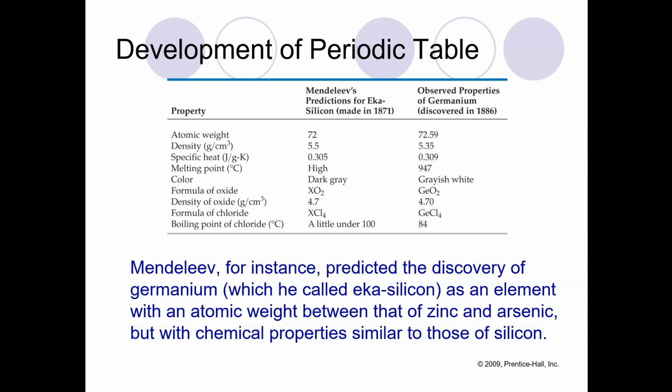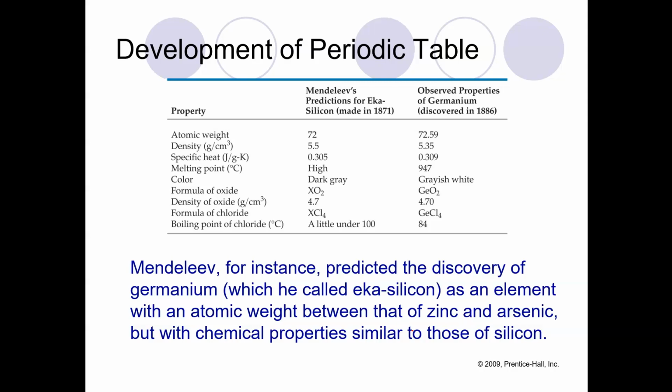The last column says the observed properties of germanium. This is what its real properties are once they discovered it and they tested it. If you look, things look pretty close. The melting point, they kind of went easy on this, and they called it, when they predicted it, a high melting point, but 947 degrees Celsius I think qualifies for that.